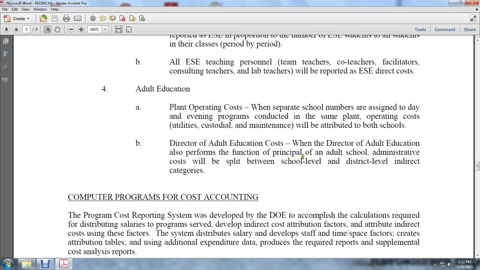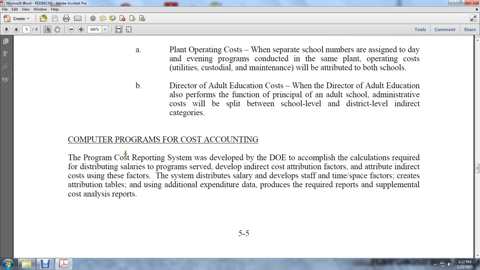Computer programs for the cost accounting in the program cost reporting services developed. The Department of Education accomplishes the calculations required for the distribution of salaries for the program served and the indirect cost attribution, using staff, time, and space factors. It creates the attribution tables using the additional expenditure procedures required for the report, supplemental costs, and reports.